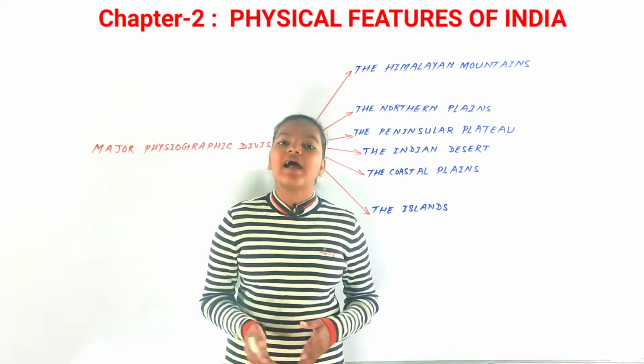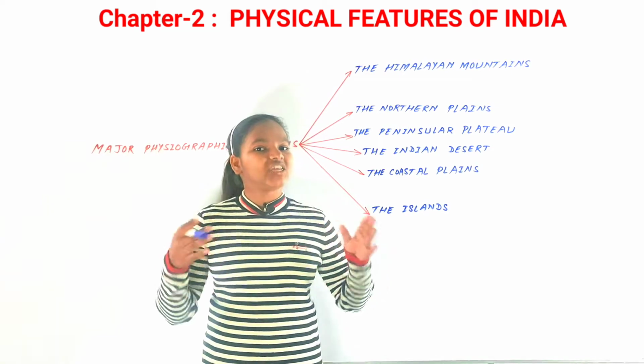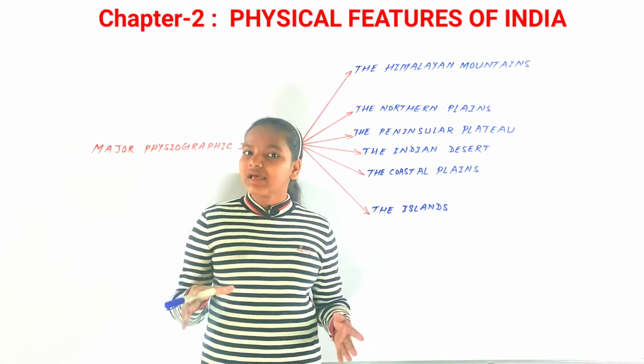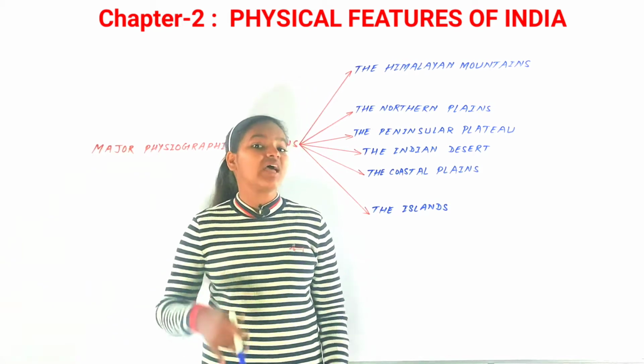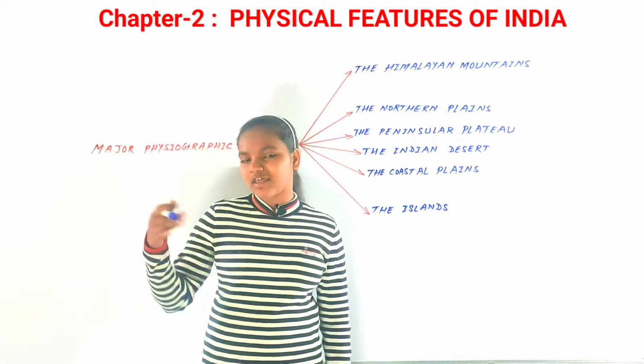So that is about plate tectonics, a theory, because for the origination of different physical features on the earth, there must be some theories with evidence. So that is the theory of plate tectonics.